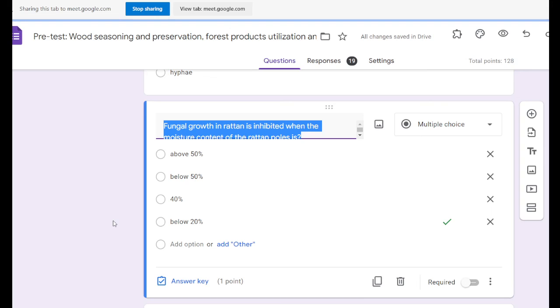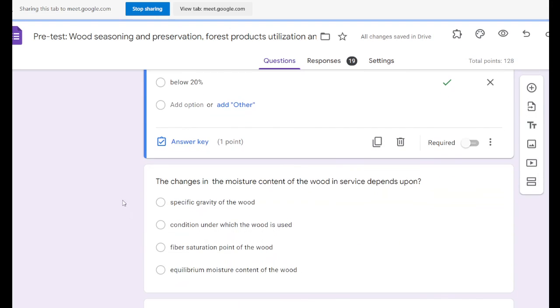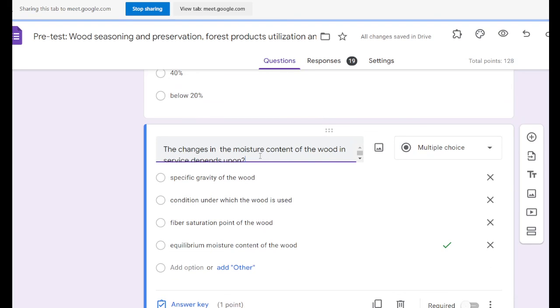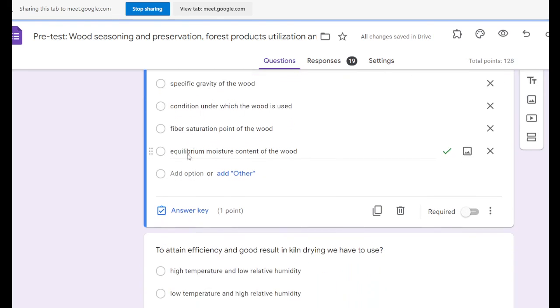The changes in the moisture content of wood in service depend, of course, upon the equilibrium moisture content of the wood. Okay? The change in its MC depends on the atmospheric moisture. If the atmosphere is very dry, it will release moisture. If the atmosphere is very wet, it will absorb moisture. Okay? That's what happens in the wood.